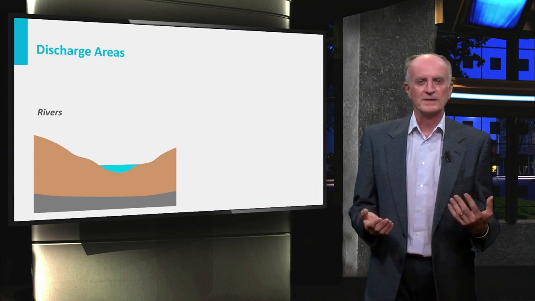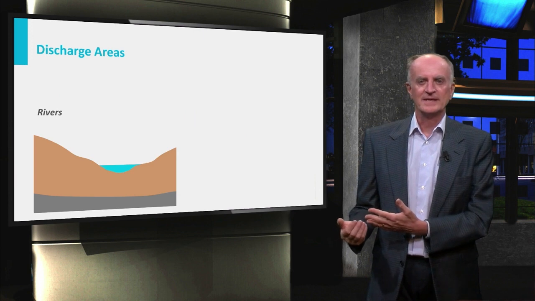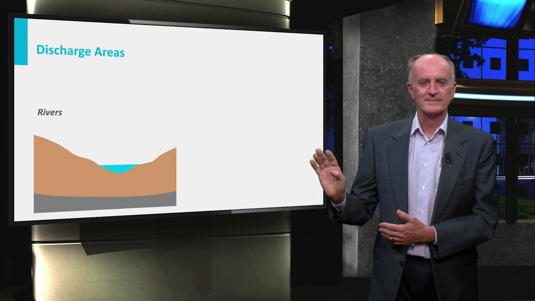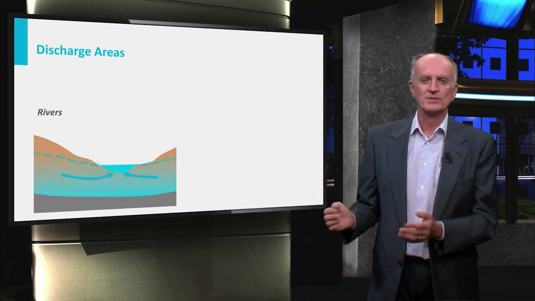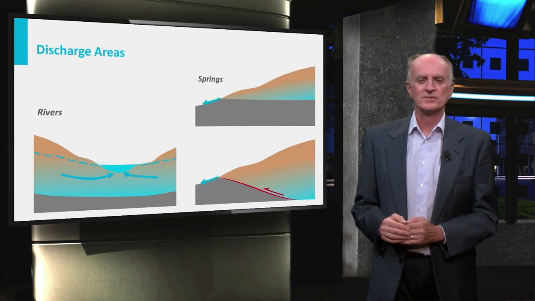To keep water flowing, the hydrological system obviously needs also discharge areas, that is, domains where the water leaves the aquifer and goes back to the surface. Rivers and lakes are common discharge areas. Others are springs, like the ones you see in the figure.